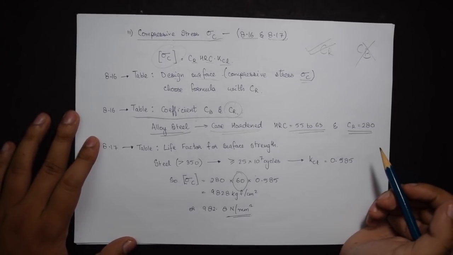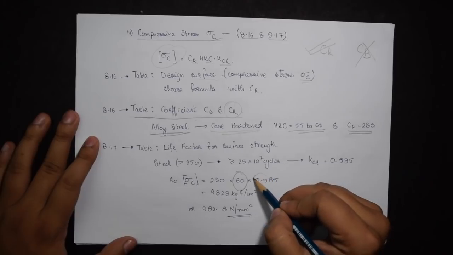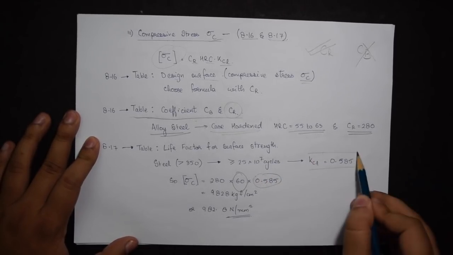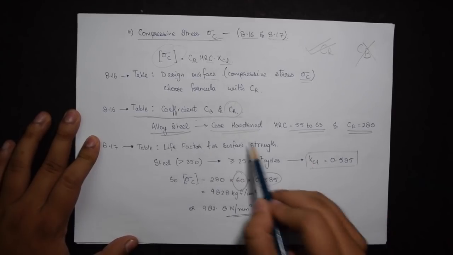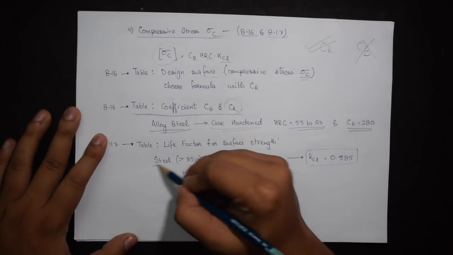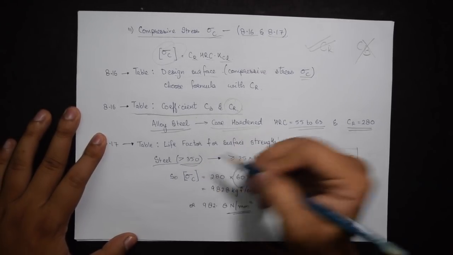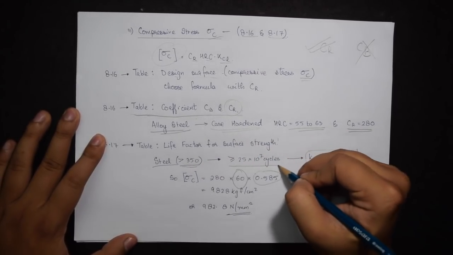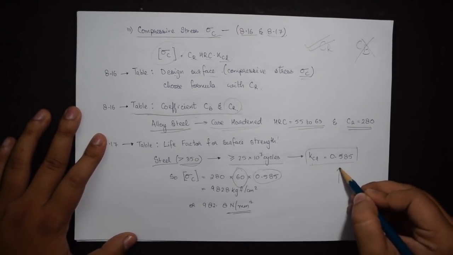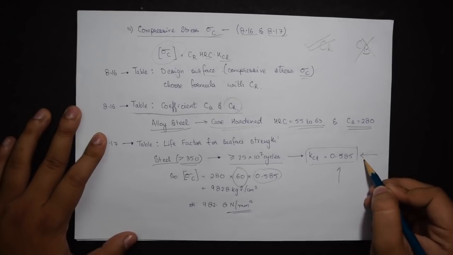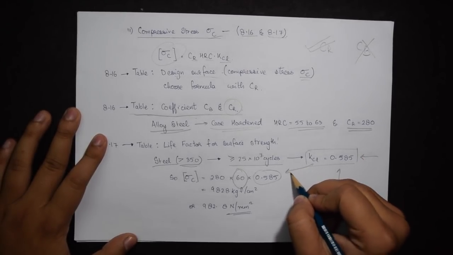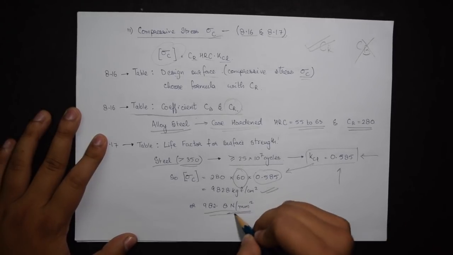To calculate KCL, we'll be coming to the next page 8.17 under table 17, the life factor for surface strength KCL. Now for the material steel, surface hardness HB greater than 350 and life cycles greater than 25 into 10 to the power 7, life factor as we see is 0.585. Therefore, my sigma C design becomes 9828 kgf per centimeter square or 982.8 Newton per mm square.